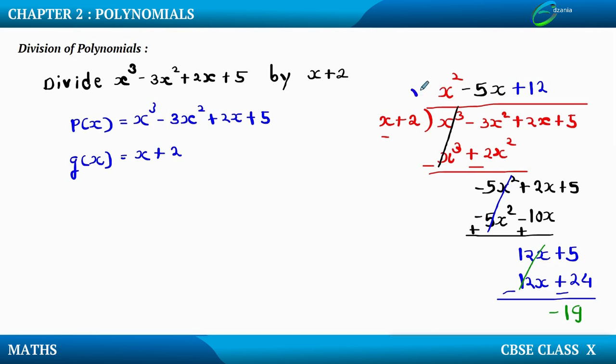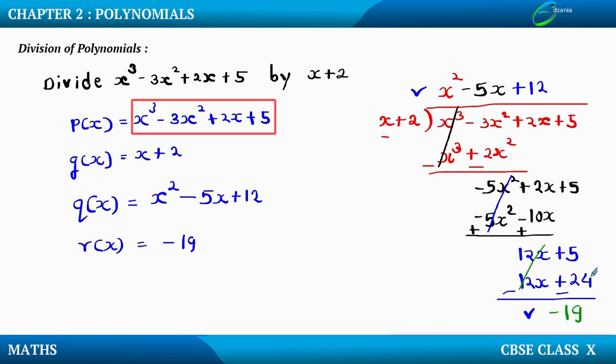So we got q of x, that is this part, and we got r of x, that is this. So I can write down now my q of x is equal to x square minus 5x plus 12, and my r of x, that is the remainder, is going to be minus 19. We know that dividend is equal to divisor into quotient plus remainder.